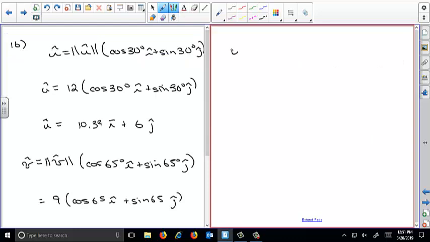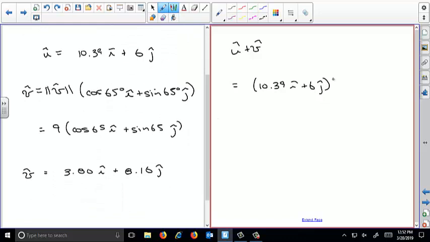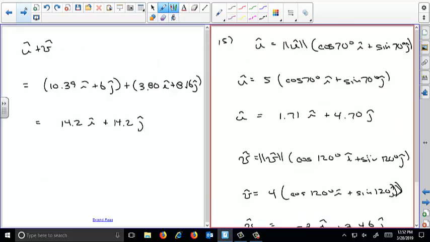And to get the sum, u plus v, we just take the two vectors, 10.39 i plus 6 j, that's vector u, and add that to 3.80 i plus 8.16 j, and then you add the components together, 10.39 plus 3.8. I'm just going to round it off to 1 decimal point, 14.2 i, and then 6 plus 8.16 is 14.2 j. How about that? That was just a coincidence. I didn't mean that to happen. Okay, so that's the resultant vector in component form.